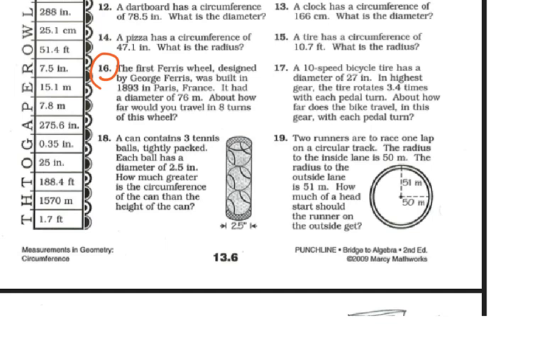Okay, so number 16 says the first Ferris wheel, designed by George Ferris, was built in 1893 in Paris, France. It had a diameter of 76 meters. About how far would you travel in 8 turns of this wheel? So imagine if the Ferris wheel got detached and you actually moved every time that it turned. How far away from where you started would you end up if it did 8 turns before it stopped? Think about it like that.